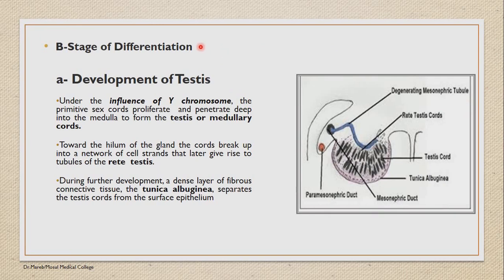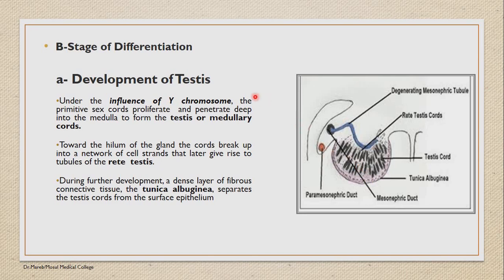The indifferent stage will be followed by stage of differentiation. Here there will be formation of testes or formation of the ovary. Under the influence of the Y chromosomes, the primitive sex cord will proliferate and start to penetrate deep into the medulla, and they will form the testis or medullary cord. Toward the hilum of the gland, the cord breaks up into a network of cell strands, and this will later give rise to tubules of the rete testis. During further development, there will be formation of a dense layer of fibrous connective tissue, and this layer is called the tunica albuginea. This will separate the testis cords from the surface epithelium.